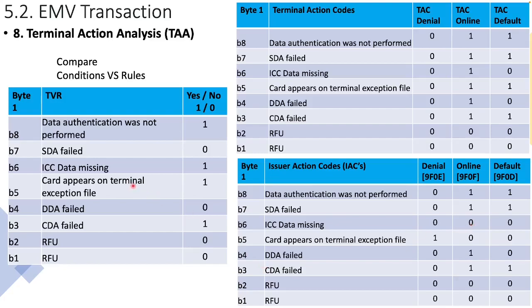Card appears in terminal exception file is a good example for us to use, right? So let's assume in the transaction that the card number was present on the hot card list. We know it is a TVR condition. It's been flagged in TVR. Let's look at the rules around this now. So if you look at terminal action code, it says, in this scenario, don't decline the transaction, send it online. But if you can't send it online, then you have to decline it. Okay, decline the transaction. If you look at the corresponding rule on the issue action codes, okay, you see that this is a lot stricter.